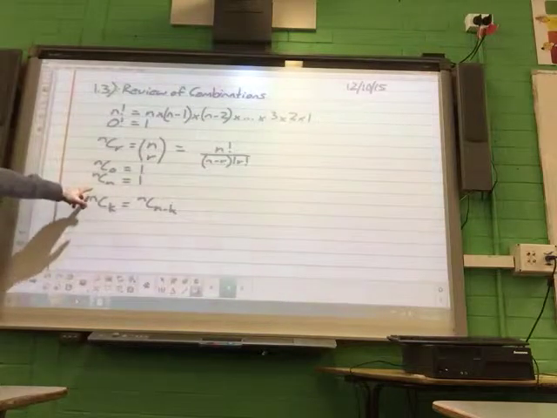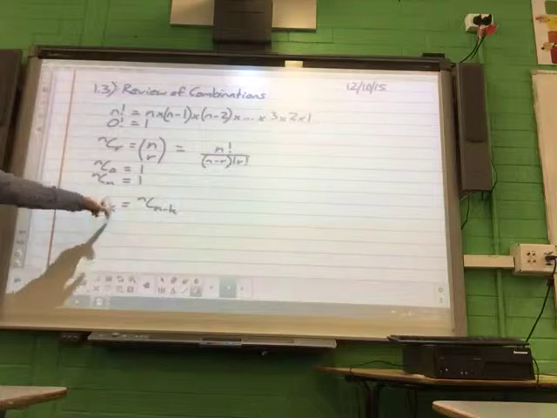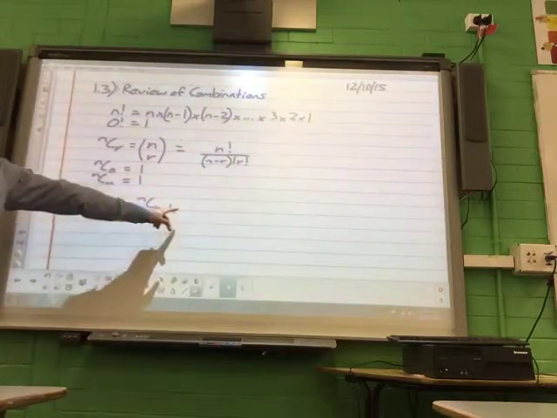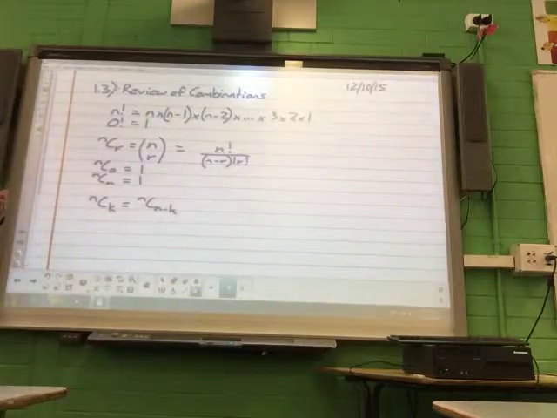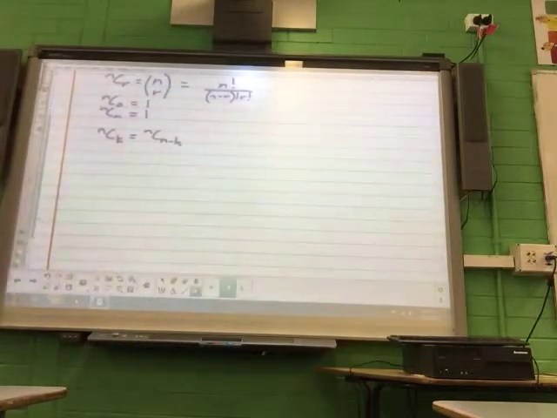So this was 4, and that, so let's go 6 and 2. So 6C2 is going to be 6C of 6 take away 2. So 2 and 4, which is 2 in from each end, isn't it? Okay, so that's the correct formula there. So we can assume that.